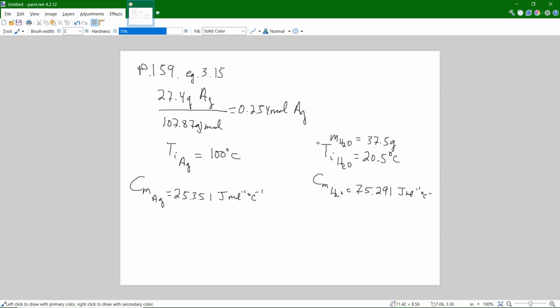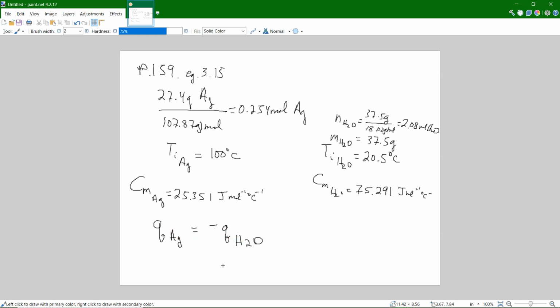I guess I'm going to need the moles of water. So that's 37.5 grams over 18.02 grams per mole. 37.5 divided by 18.02, and I get 2.08 moles of water. So I'm setting it all up. Now, how do we do all this? We do all this by just thinking that the heat flow from the hot silver, the heat lost, is the heat gained by the water.